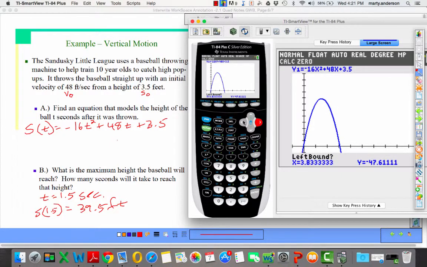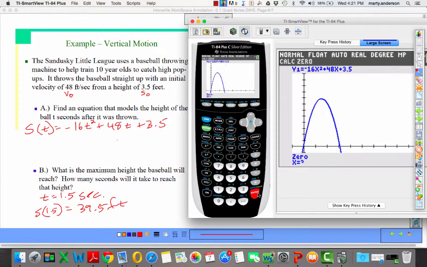Left bound. Need to be above it. I went below it. I did terrible things. Scrolling back up, I can see my y's are still negative. I got a little bit there. Now I'm above it, so I'm going to go left bound. And now I'm going to go below it. And I'm below it. Enter.